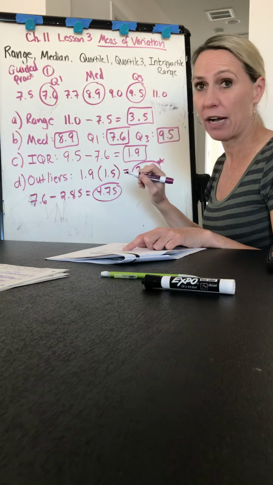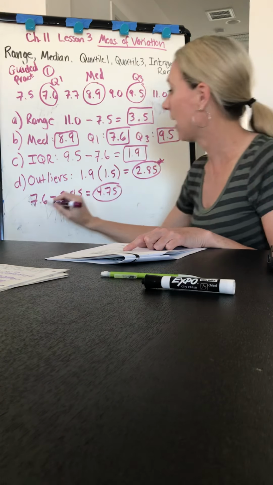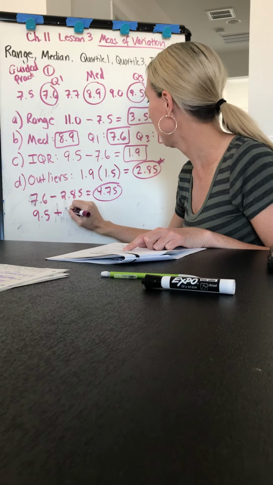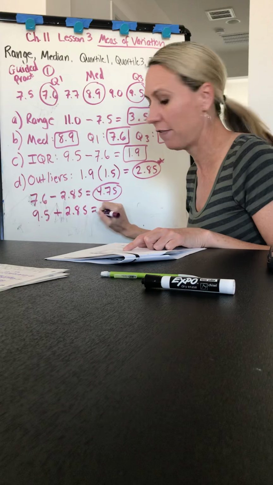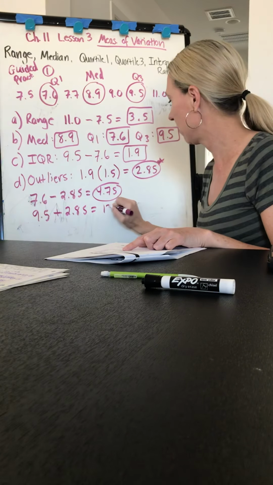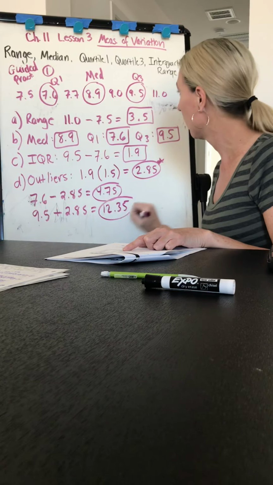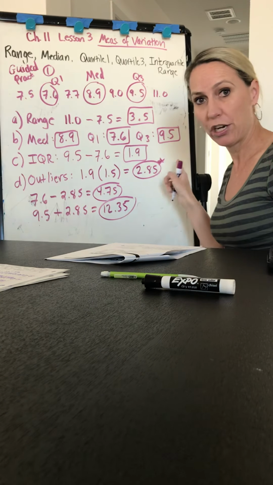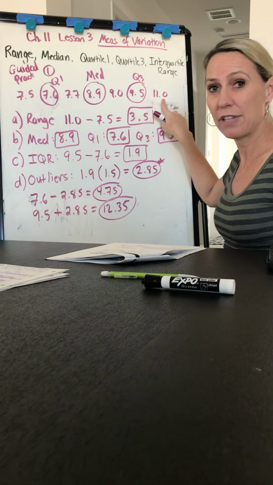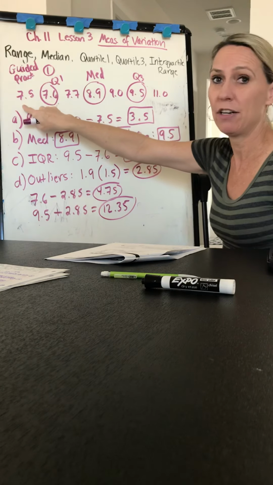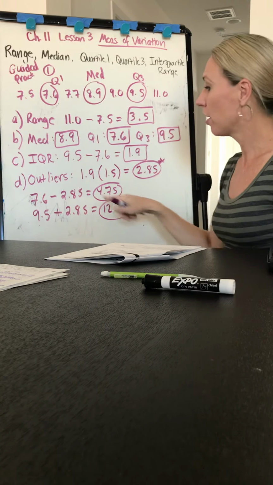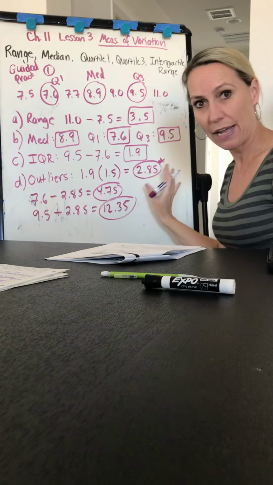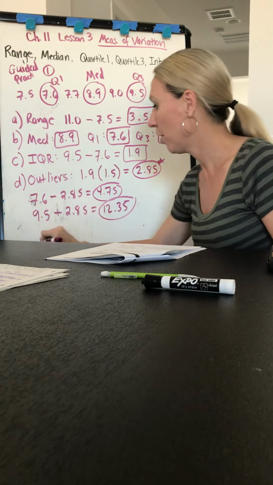Now for the upper outlier, we're going to take 9.5, which is Q3, and we're going to add the magic number, which is 2.85, and we get 12.35. Is there anything in the data set that's 12.35 or bigger? No, the biggest number is 11. There's no outlier here, and there's no outlier here. So what you would say if I asked, is there an outlier? After you do all of this math, you're going to write no outlier.